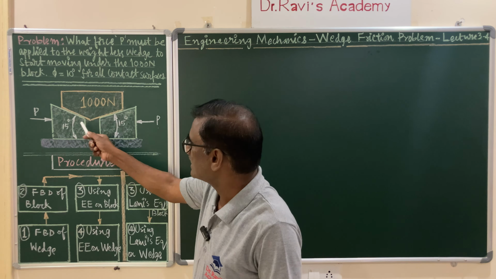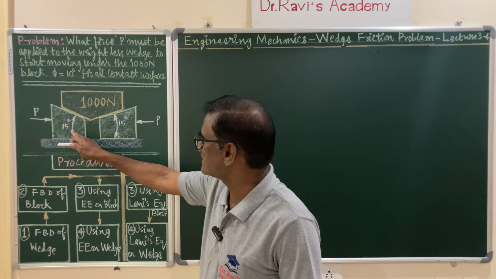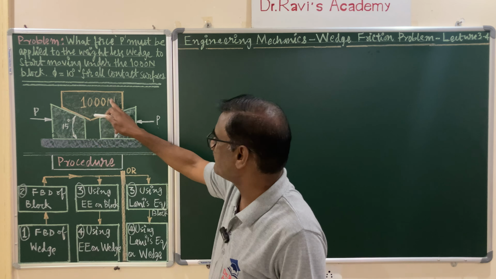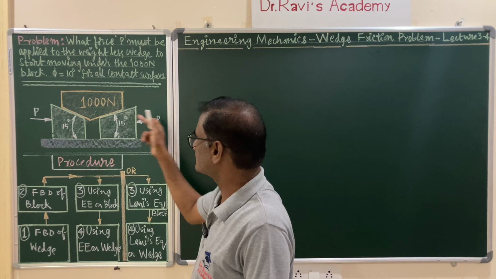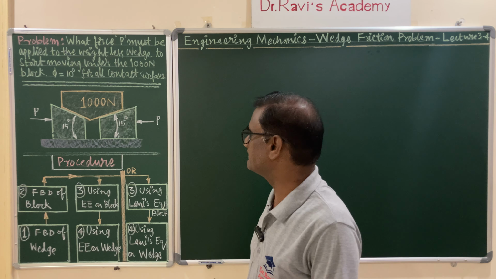The contact is maintained because of the frictional force. So this is a problem of friction and wedge friction. In this particular problem, you can observe carefully. You have two identical wedges, the angle is 15 degrees and 15 degrees, and you have a block of 1000 newtons. The force applied is P, and the force is the same on both sides. So that is the given configuration diagram.